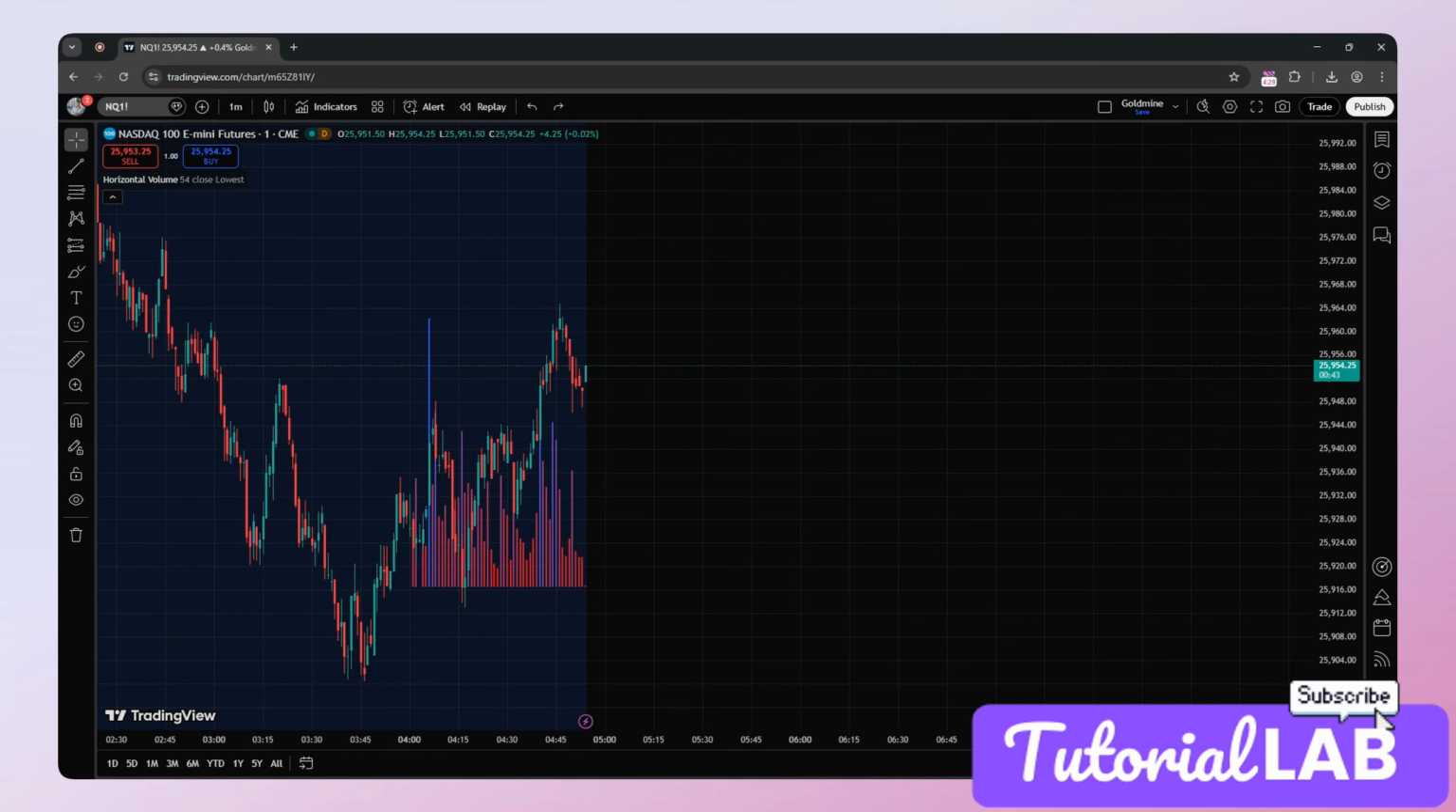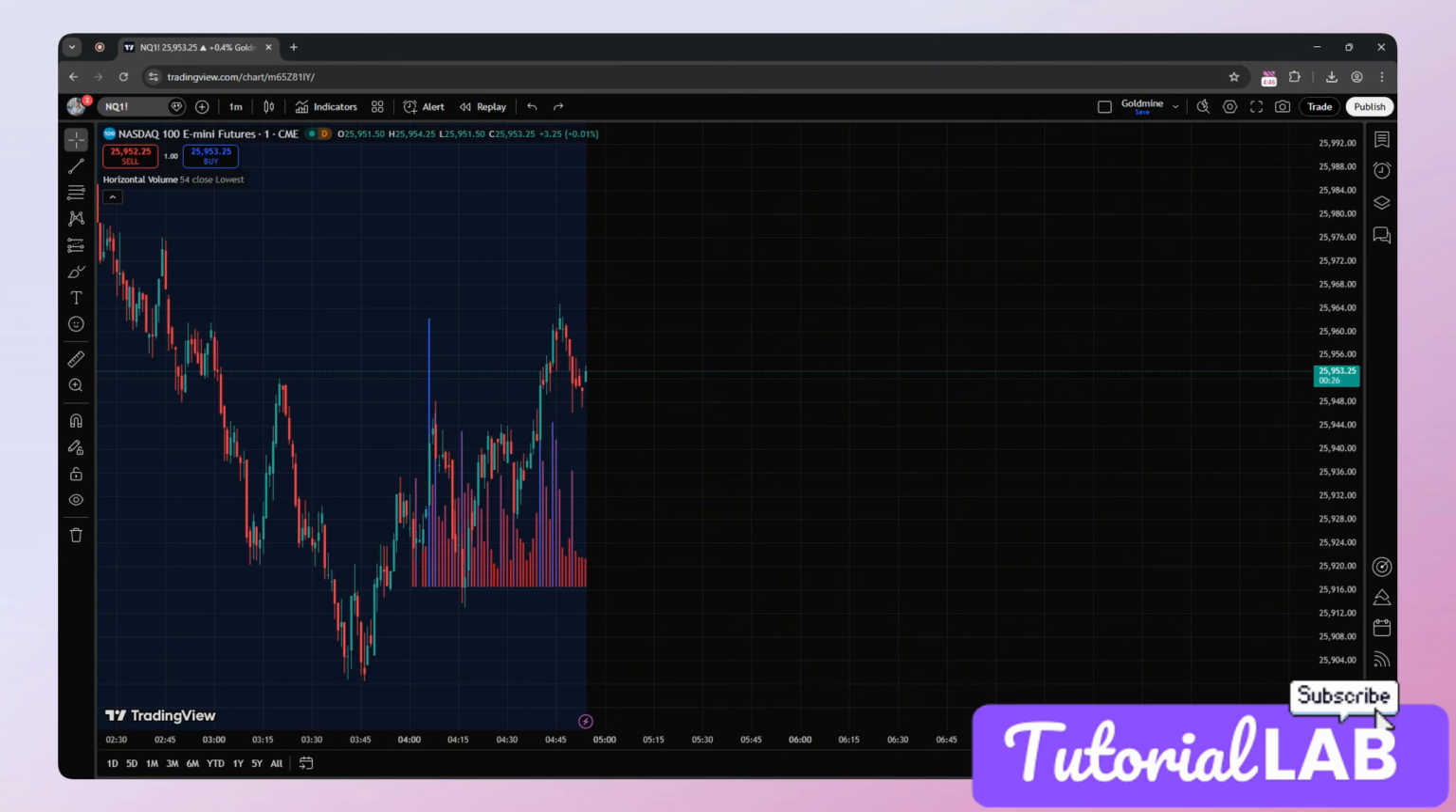Common mistakes to avoid include loading the chart with too many tools. Simplicity often works best. Ignoring market context like support and resistance levels, or chasing signals without proper confirmation, can also lead to mistakes. To recap, use RSI for overbought and oversold entries and exits.